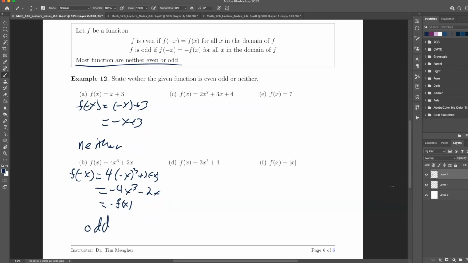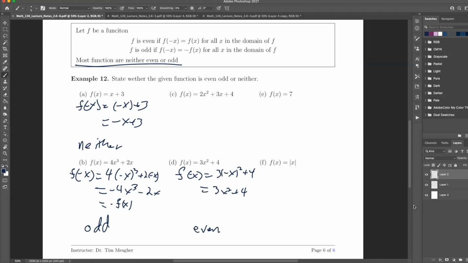I am going to do d next just for the sake of teaching. So here I'll have 3 times negative x squared plus 4. So this is equal to 3x squared plus 4. Notice I get back the same function, because negative x squared is just the same thing as x squared, and we call this even.